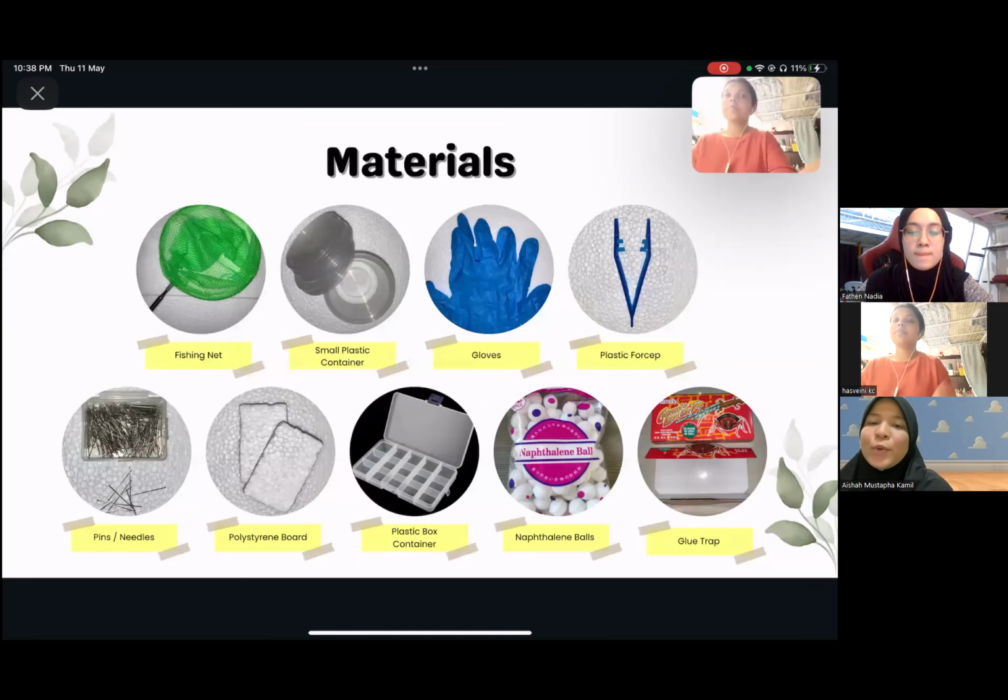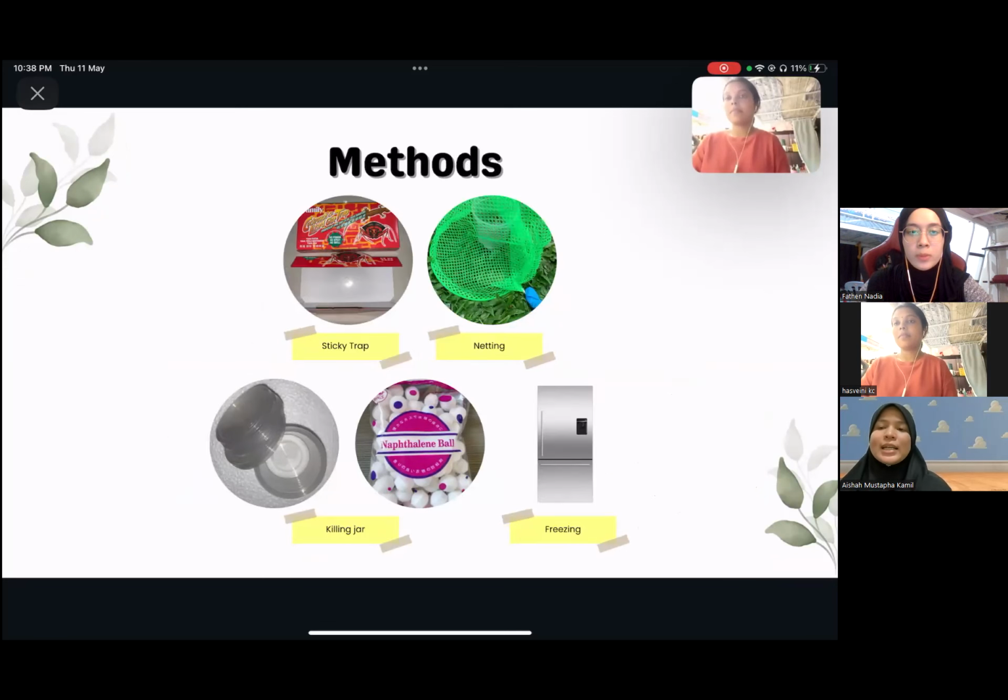So the materials that we use are the fishing net, small plastic container, gloves, plastic forceps, pins, polystyrene board, plastic box container, naphthalene balls, and glue trap. The methods that we use to collect the insects are the sticky trap and netting. To kill the insects, we use a killing jar, where we use a makeshift small plastic box. We put in the insect and a naphthalene ball, slowly killing the insect. The second method is freezing.